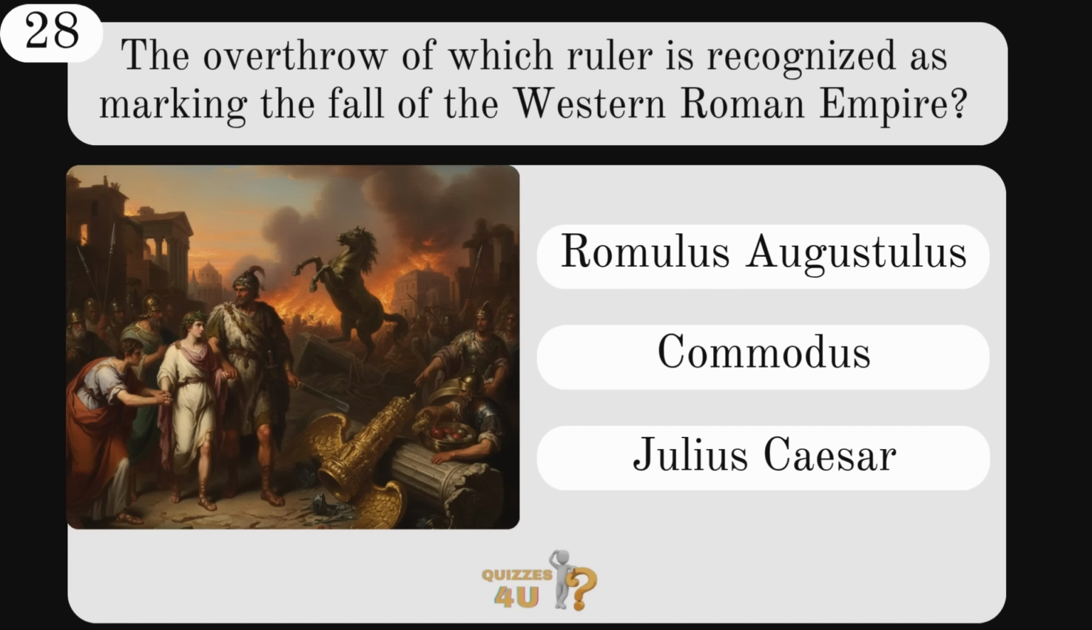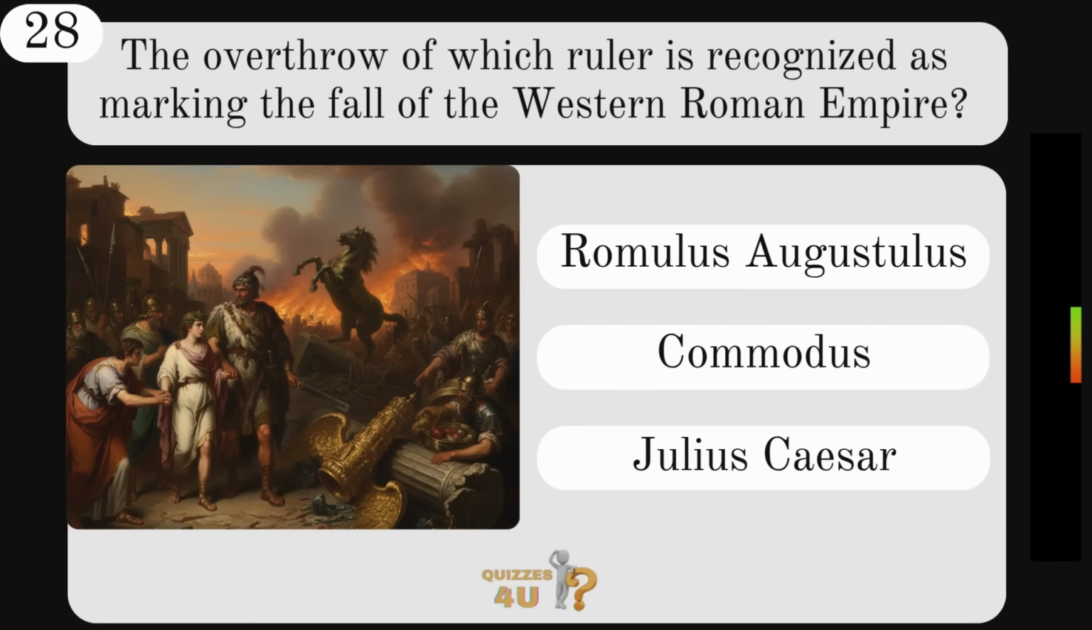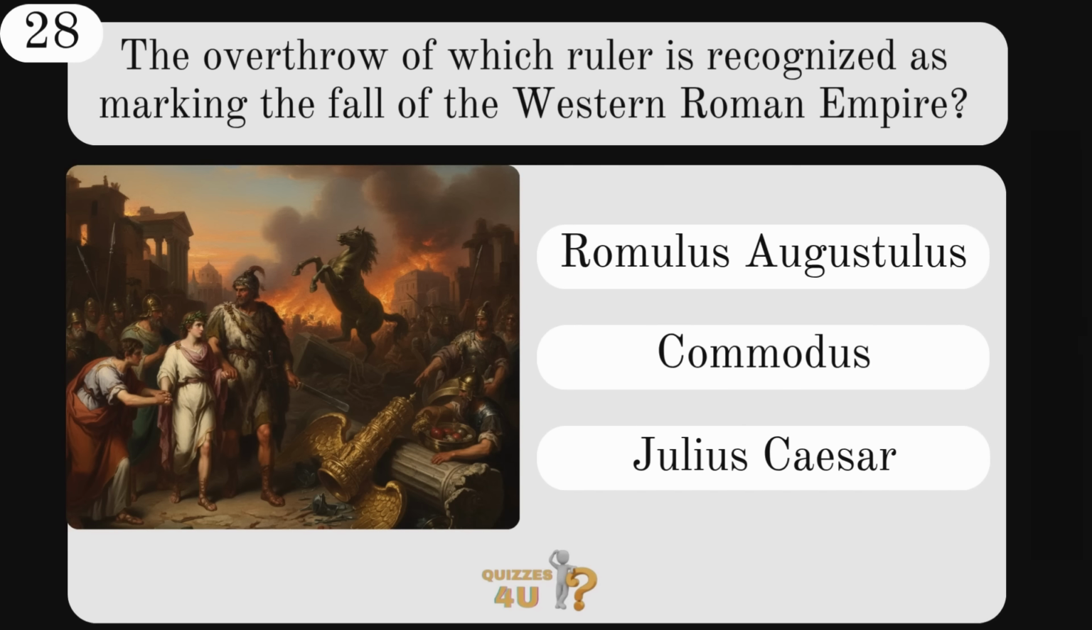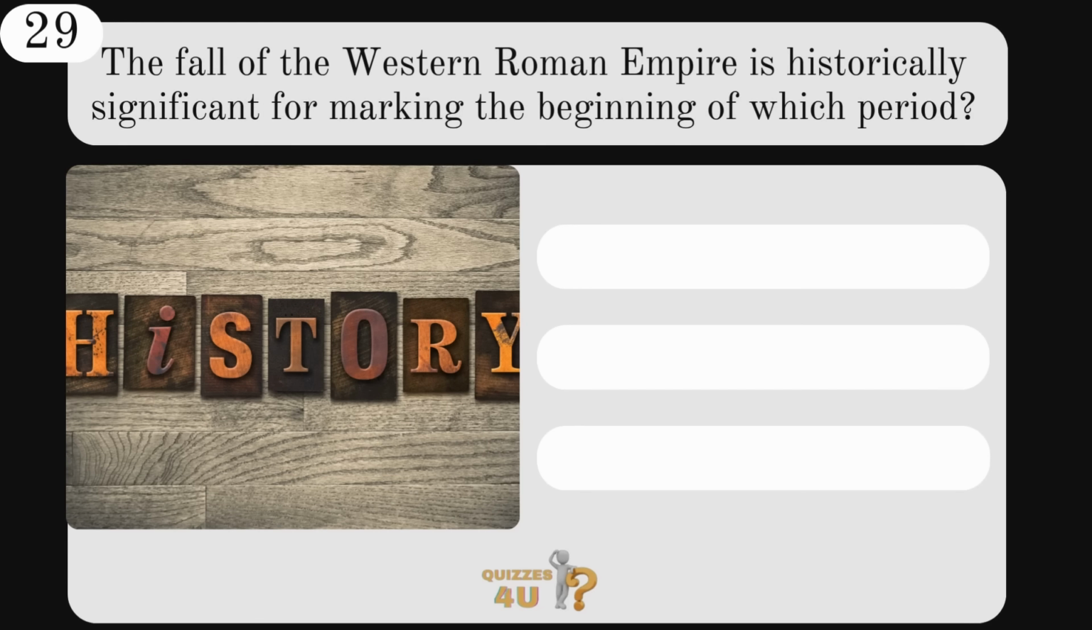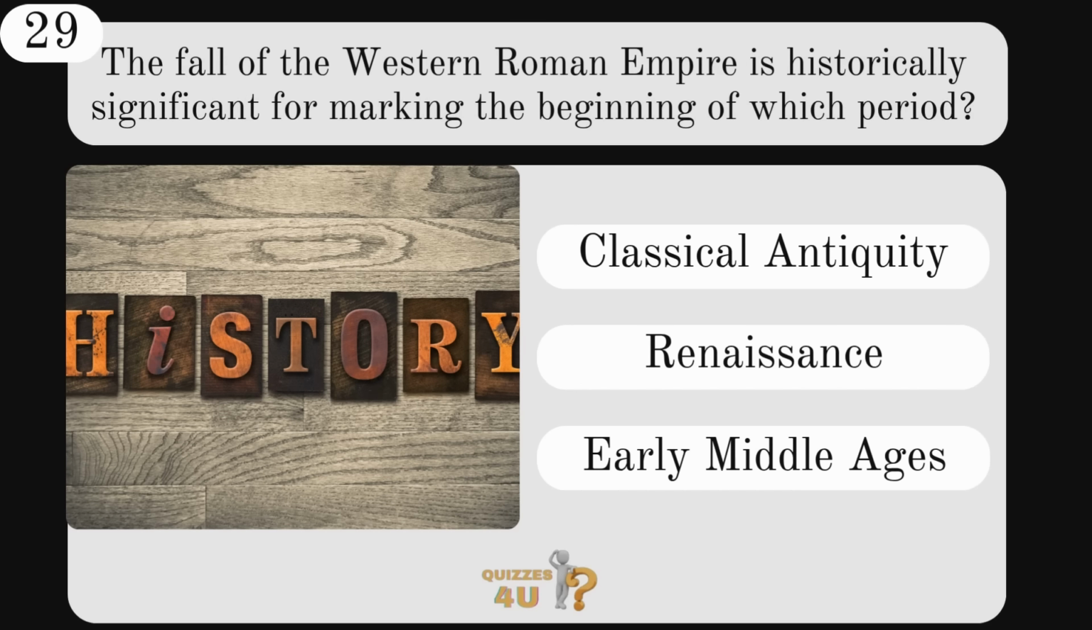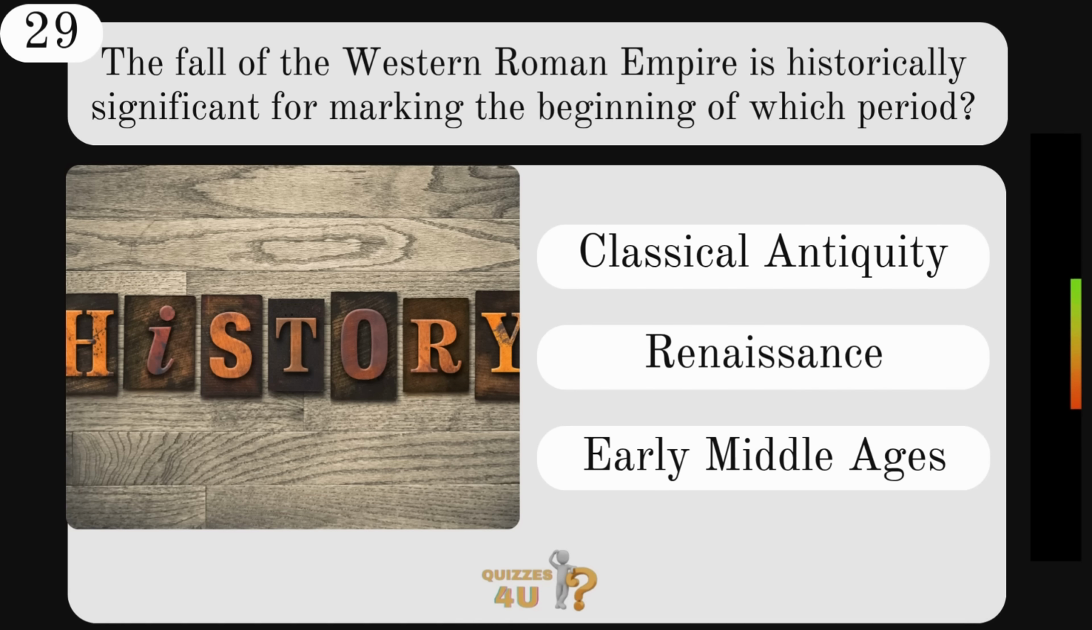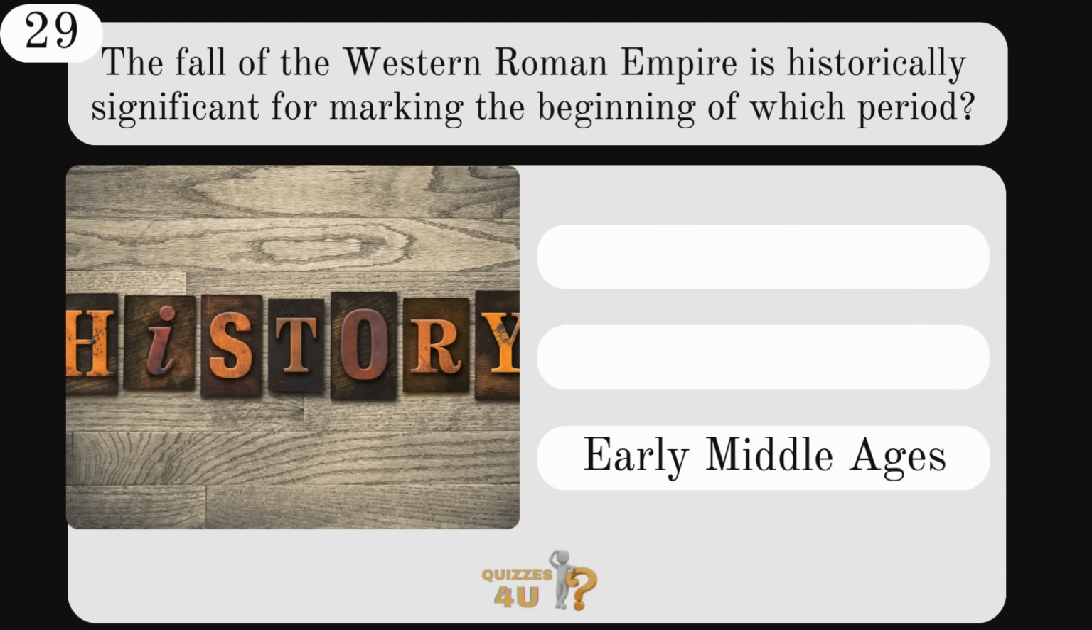Romulus Augustulus, Commodus, or Julius Caesar? That was Romulus Augustulus. The fall of the Western Roman Empire is historically significant for marking the beginning of which period? Classical Antiquity, Renaissance, or Early Middle Ages? That is, the Early Middle Ages.